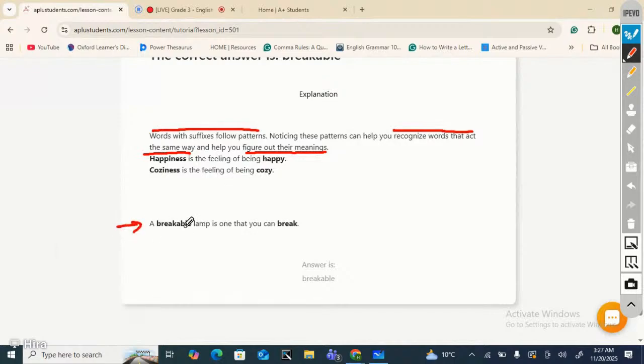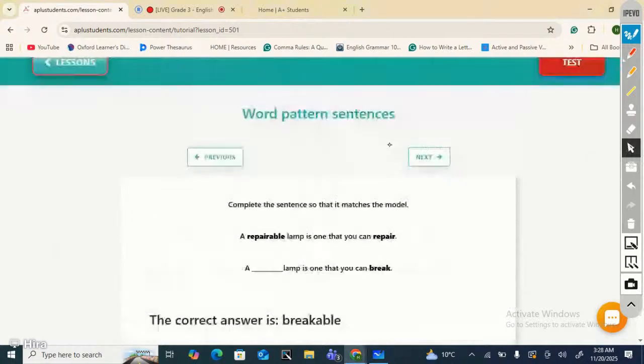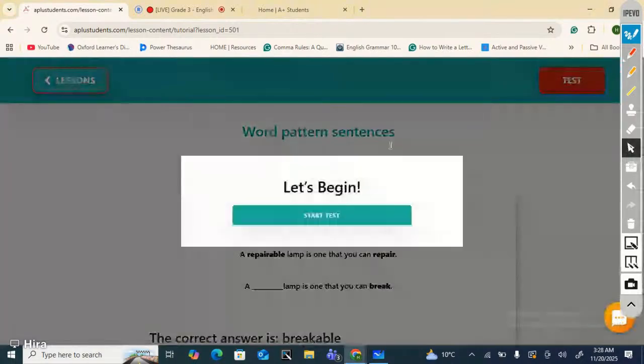Look at this one. A breakable lamp is one that you can break, right? So the word breakable has the suffix able. So it means able to be something. So we'll follow the same patterns in sentences.